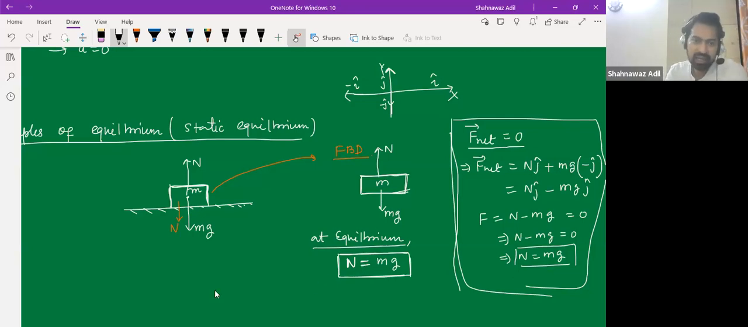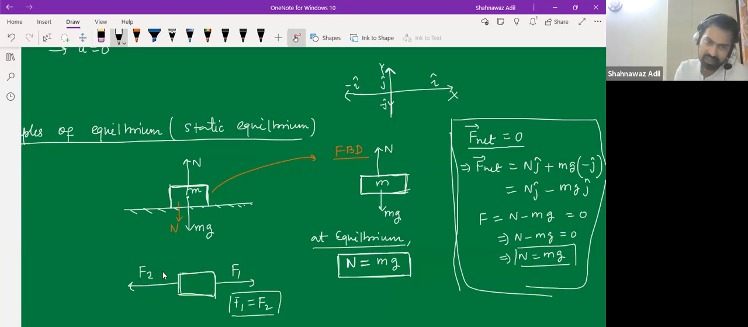Let's say that we had something like this, where something is pulling in this direction with F1 and something is pulling in this direction with F2. And this is at equilibrium. So what would be F1 and F2? Both of them will be equal, right? So this is F1 i hat, and this is F2 minus i hat. F net is zero, so you'll get F1 equal to F2. So in the right direction, the same force, and in the left direction, the same force, right?